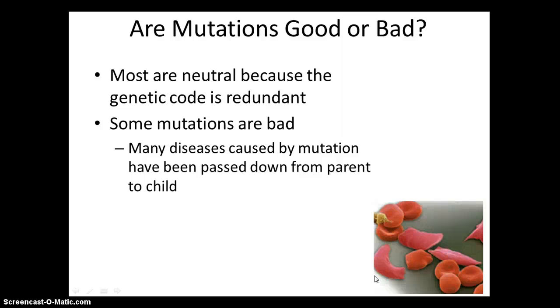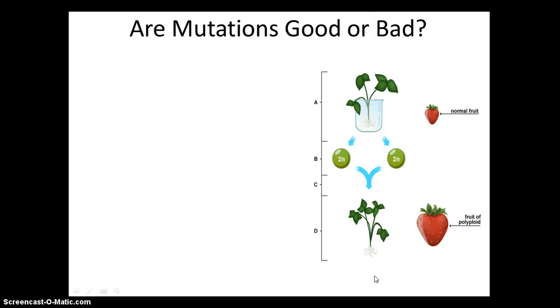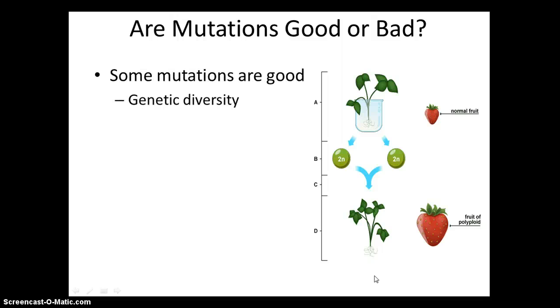A lot of the mutations that we hear about are bad because they cause diseases, and those diseases can be passed down from parent to child. However, some mutations are a good thing. Mutations can increase genetic diversity, and that's good because it provides variety. It might provide a beneficial protein or a helpful protein that could help out an organism.